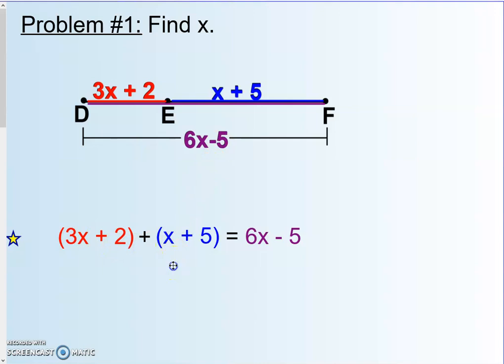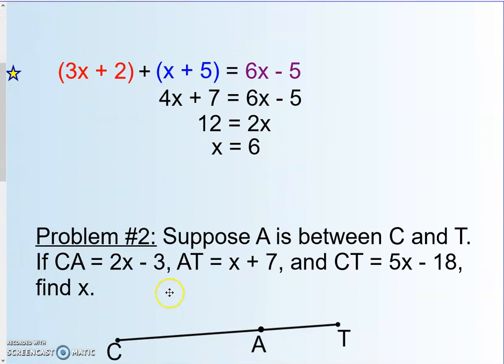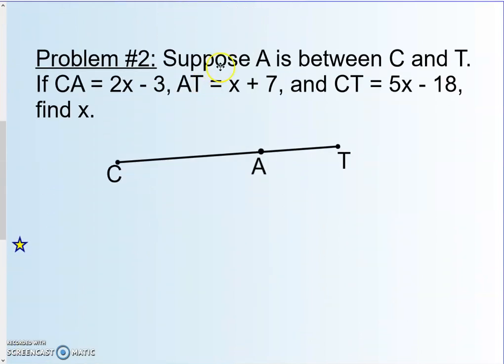I'm going to clean up my left side, add my x's together, add my constants together. I'm going to get my x's alone, and I get x equals 6. So hopefully you got that. All right, let's look at a new problem. Go ahead and copy the problem down, write the directions, draw the picture, and then when you're done with that, come back to the video and let's talk.